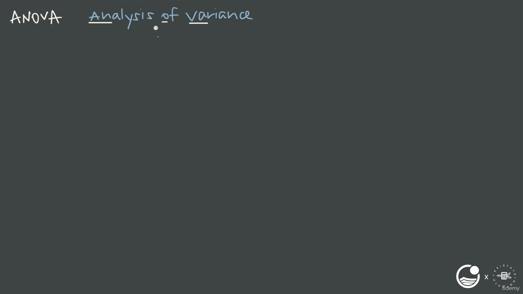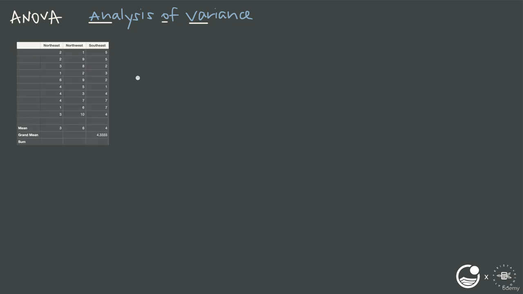So the simplest way to get our arms around ANOVA is to work through an example. Let's say that we manage all of the customer service call centers for a large company, and we have one customer service center in the Northeast, one in the Northwest, and one in the Southeast. And what we want to know is whether mean call time differs across these three different call centers.